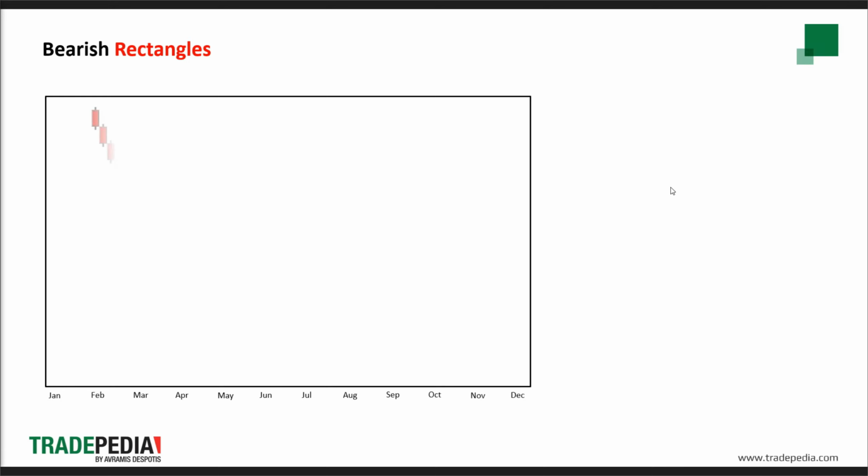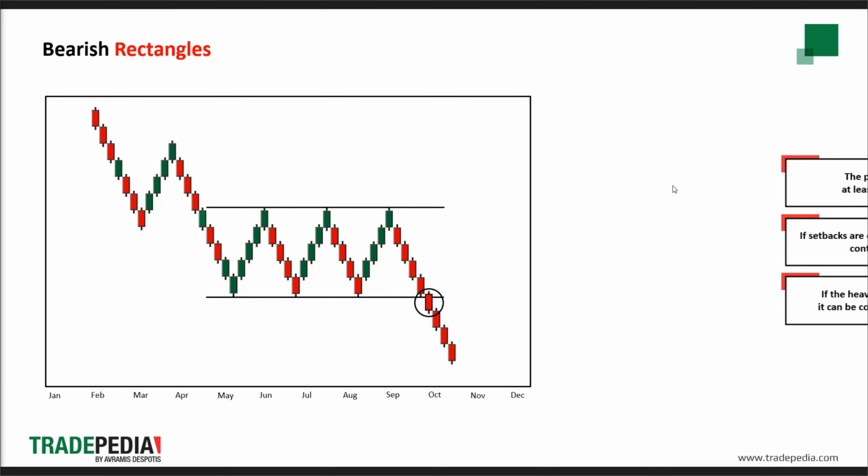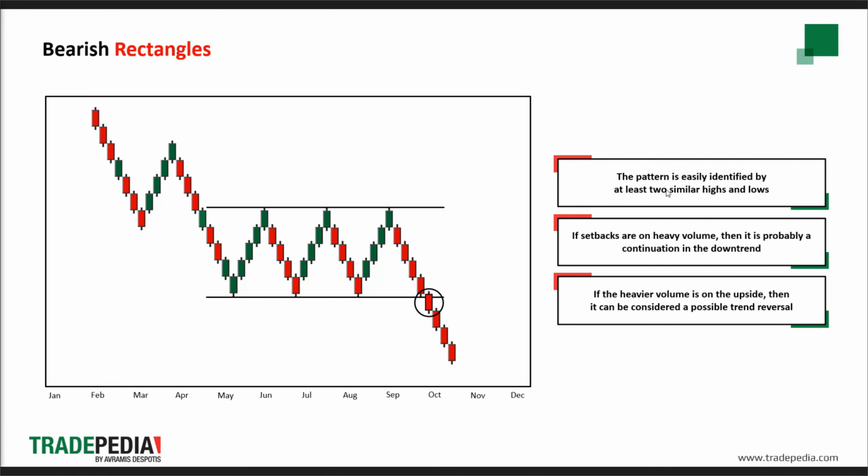Bearish rectangle is exactly the flip side of the bullish rectangle itself. We see that there are at least two similar highs and similar lows. Then the price consolidated within this rectangular channel before breaking down.